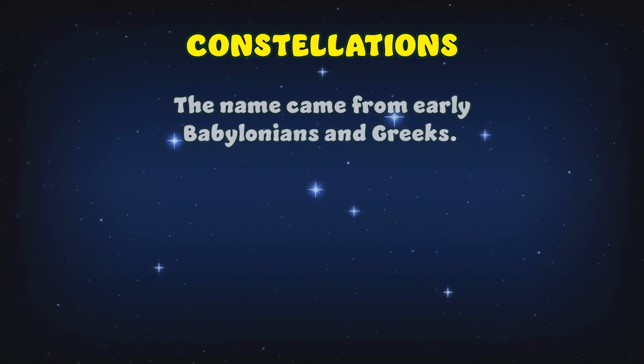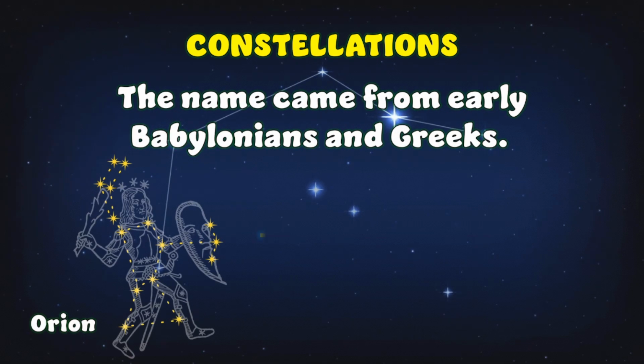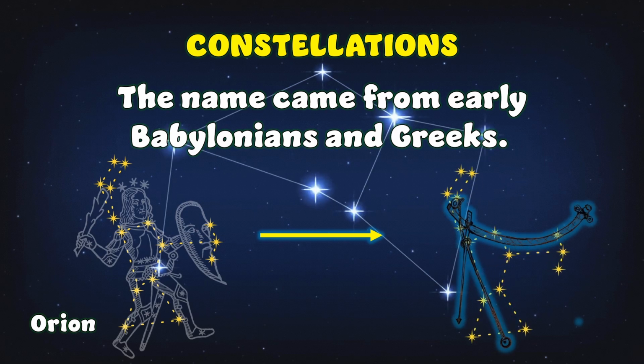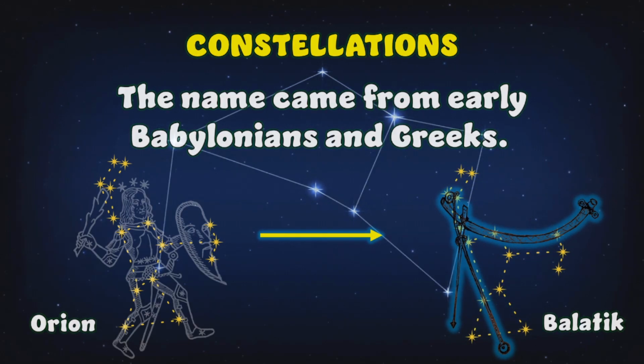The name came from early Babylonians and Greeks, like the famous Orion the Hunter. In the Philippines, we also have an equivalent name for it. We called it balatik. It represents a hunting trap used by early Filipinos and was used to mark seasons, guide farming activity, and tell cultural stories.